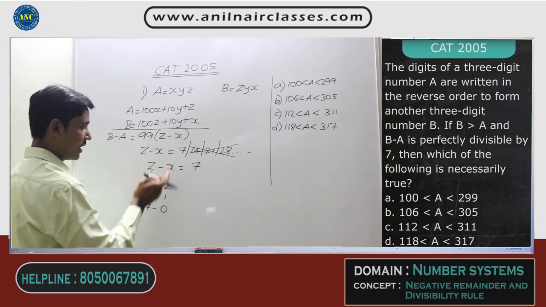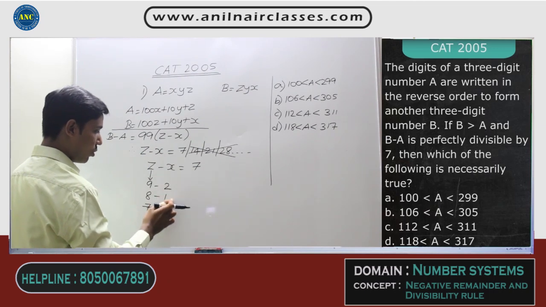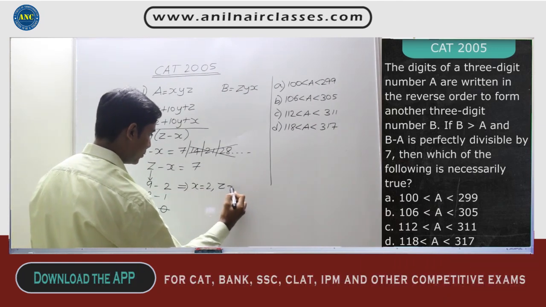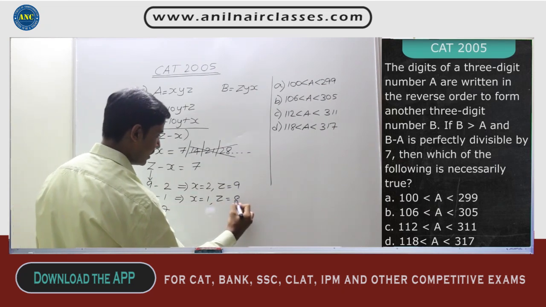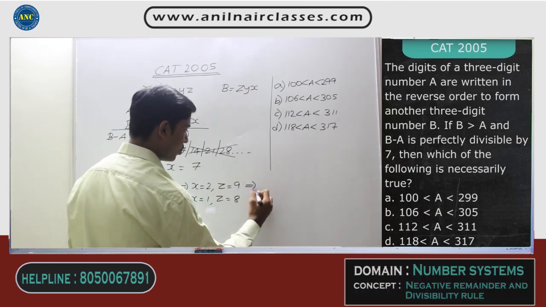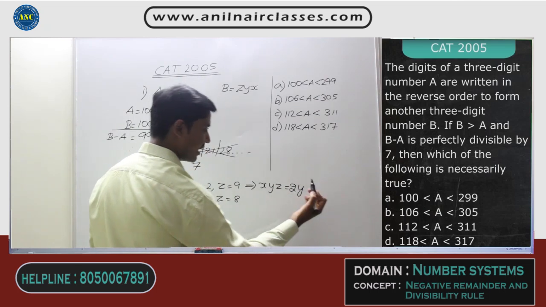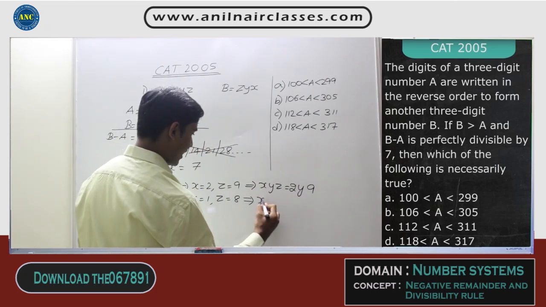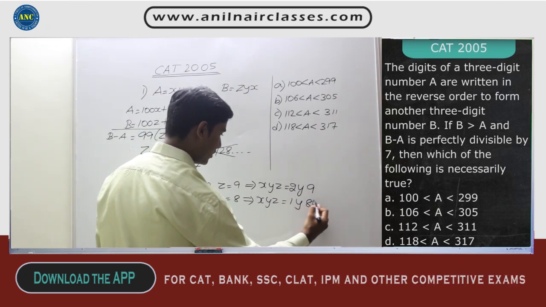Similarly, x cannot take 0. If x becomes 0, it becomes a 2-digit number, ruled out. These are the only two possibilities. That means x should be 2 and z should be 9, or x should be 1 and z should be 8. Now if I take the cases, x, y, z becomes x should be 2, y I don't know, it can take any digit from 0 to 9, z should be 9. Similarly, in this case x should be 1, y I don't know, z should be 8, right?